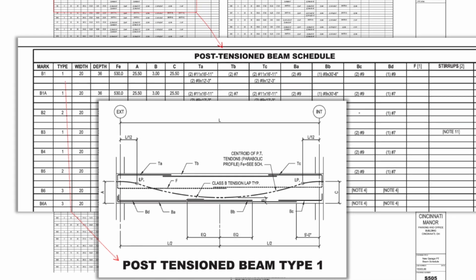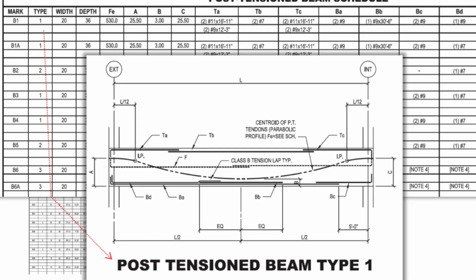Here is a PT beam type 1 beam diagram. The FE refers to the force that will be applied to the PT cables when the concrete reaches its specified strength. The A, B, and C refer to the location of the cables and drape. The TA, TB, and TC refer to the reinforcing steel at the top of the beam, and the BA, BB, BC, and BD refer to the reinforcing steel at the bottom of the beam. You would use these beam diagrams to make the project estimate, shop drawings, and construct the structure.